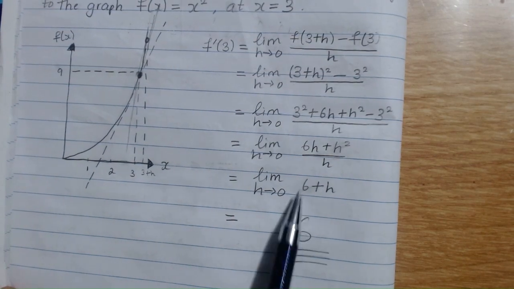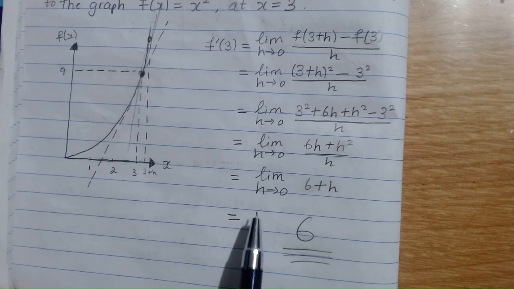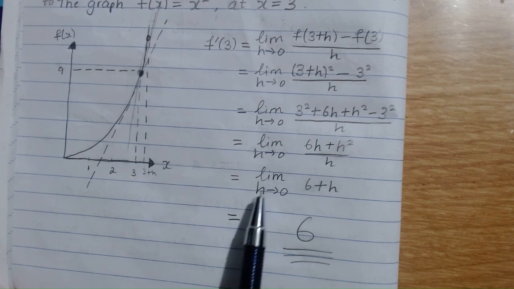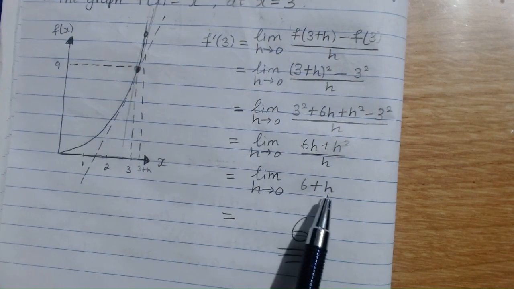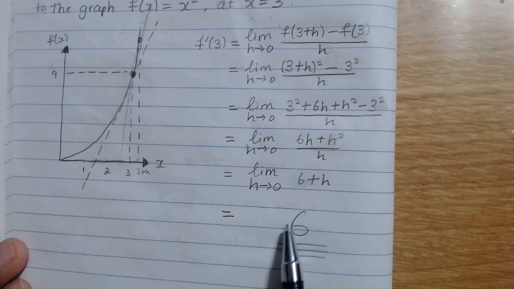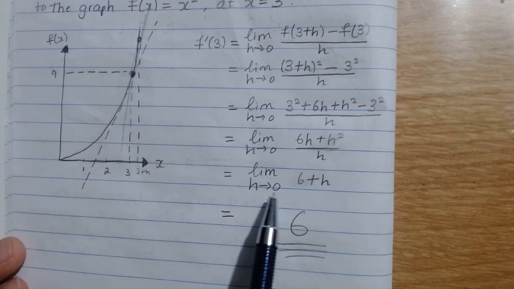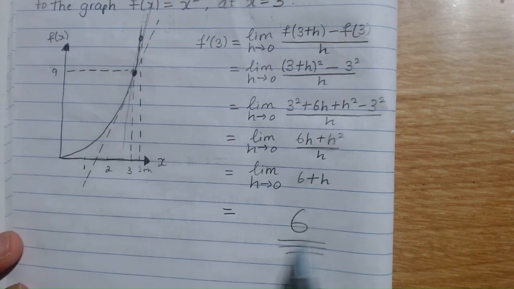So we're left with 6 plus h. But it's not just 6 plus h. We have to remember what we're asking ourselves. We're asking, what is the limit as h approaches 0 of 6 plus h? So as h approaches 0, what does 6 plus h approach? Well, that's pretty simple. This is a simple limit expression. We can just substitute h as 0, and we'll get 6 plus 0, which is 6.